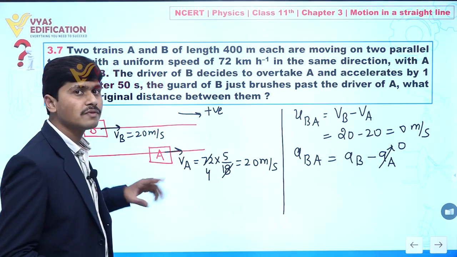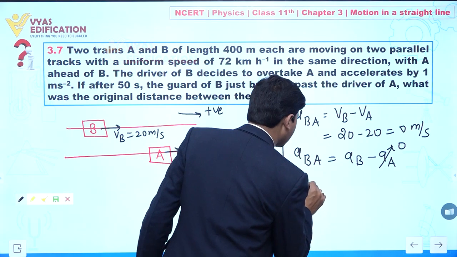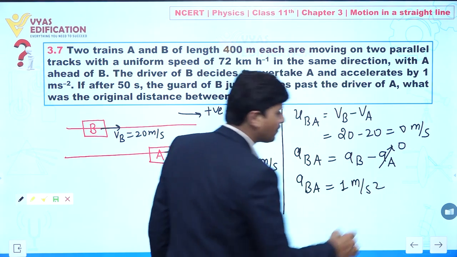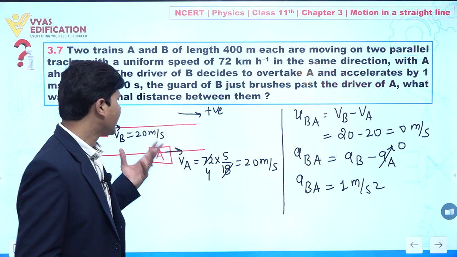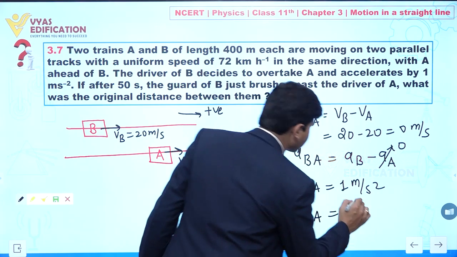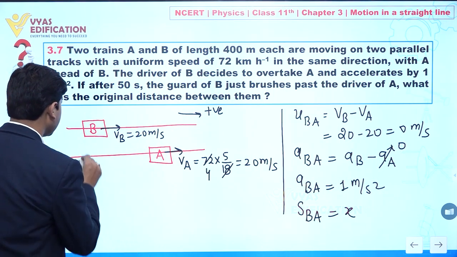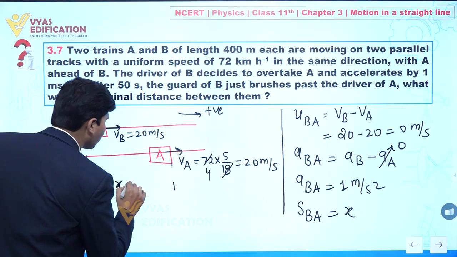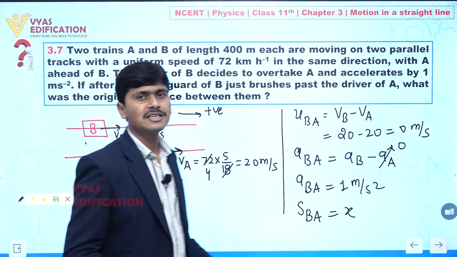Clear? But what about the acceleration of B? It is given in the question as 1 meter per second square. So we can write a_BA equals 1 meter per second square. Clear? And let's suppose at any instant the relative distance between B and A is x. So the distance between the driver of train A and the guard of train B, at any instant, is x.